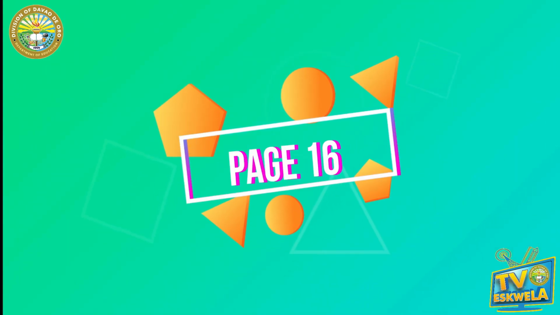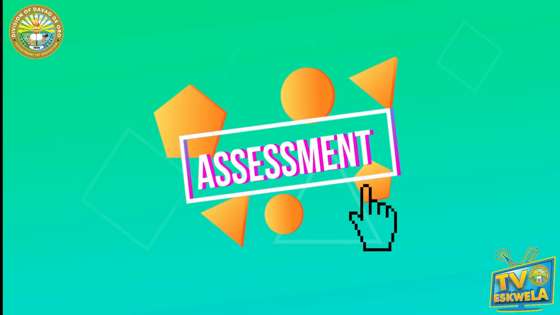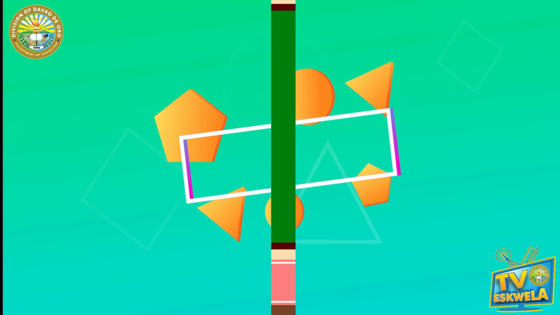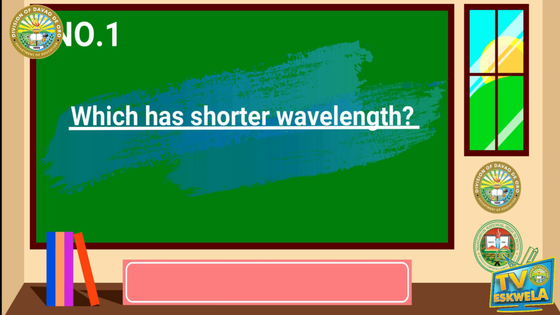On page 16 of your module, answer the assessment. Pick out the correct answer and use a separate sheet of paper for your answers. Number 1. Which has shorter wavelength?